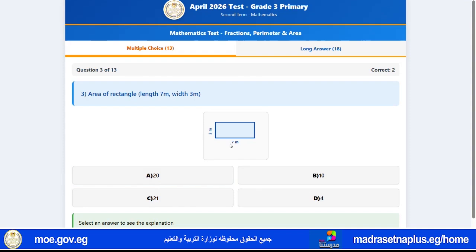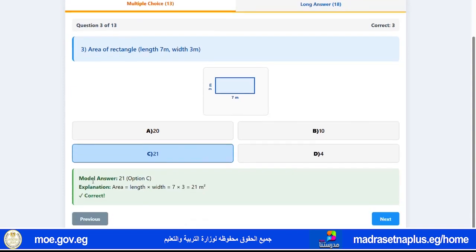Yes, we can say 7 times 3. Length times width. Length is 7, width is 3. 7 times 3, you should check your multiplication table. Yes, it will be 21. Let's see the model answer. 21, option C. Why? Area equals length times width. For length, write 7. For width, write 3. So the area equals 21 square meters.